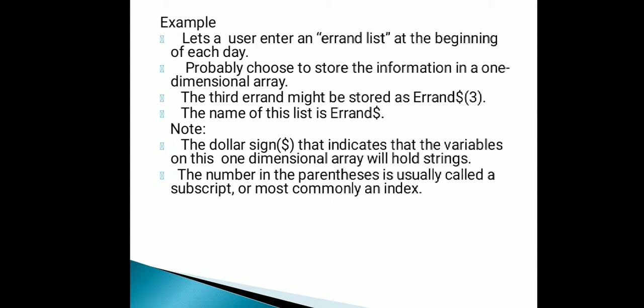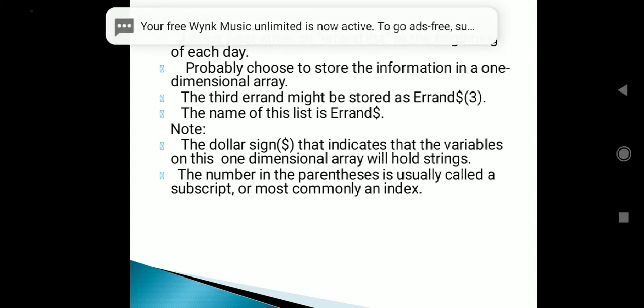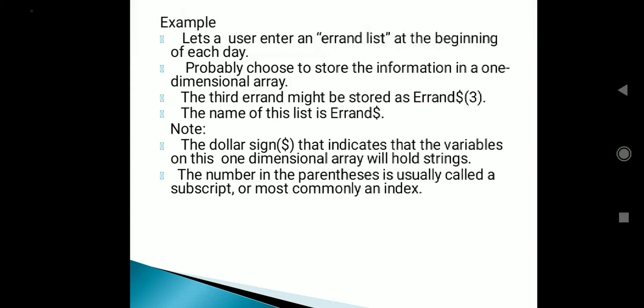The number inside the parentheses is used as a subscript, most commonly an index. So we can fetch the third element. We can enter the code errand$(3). We can get the third position of the array element. So the index value helps to fetch the value from the array.